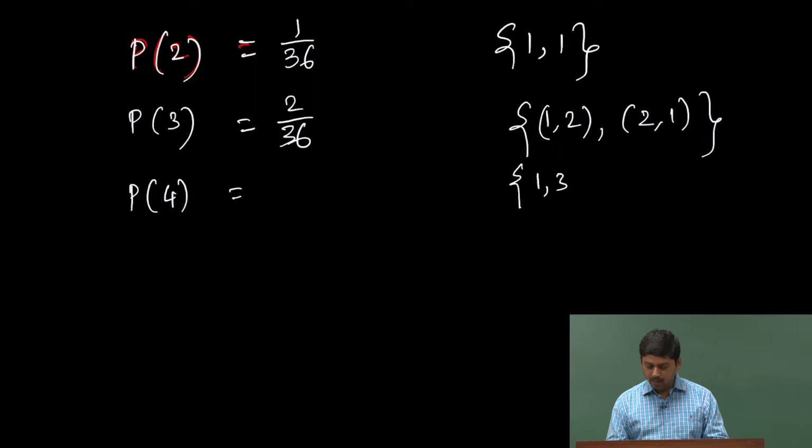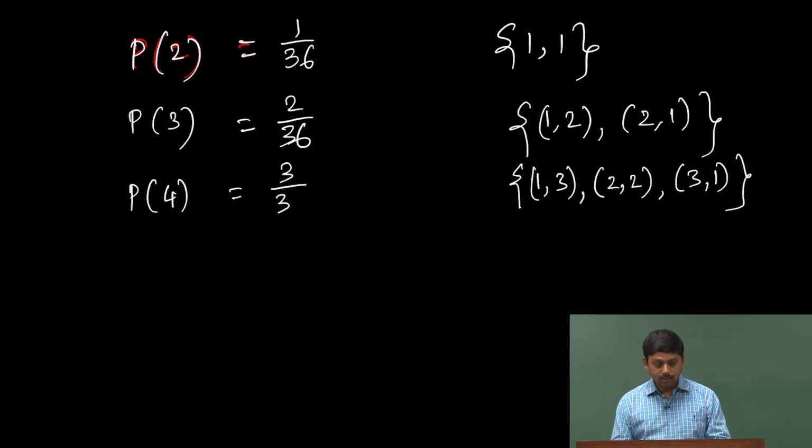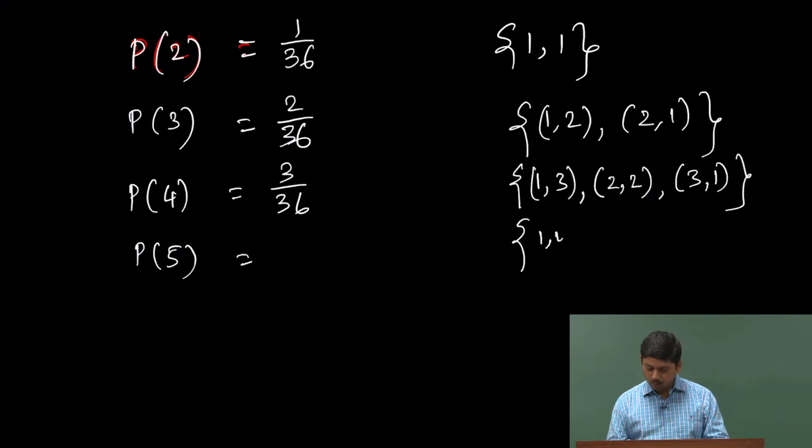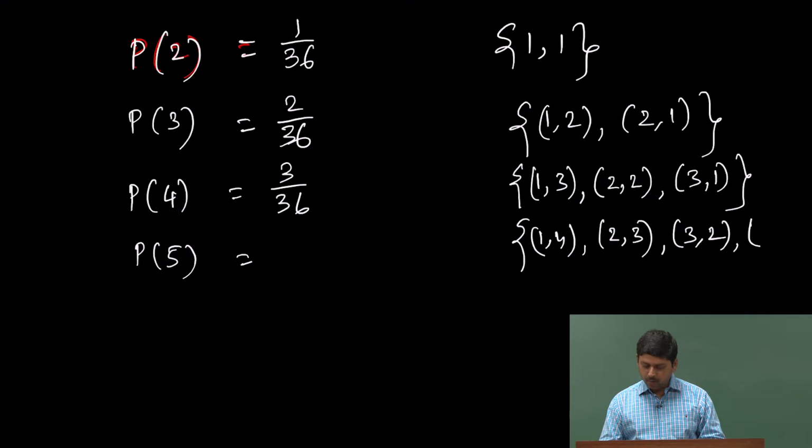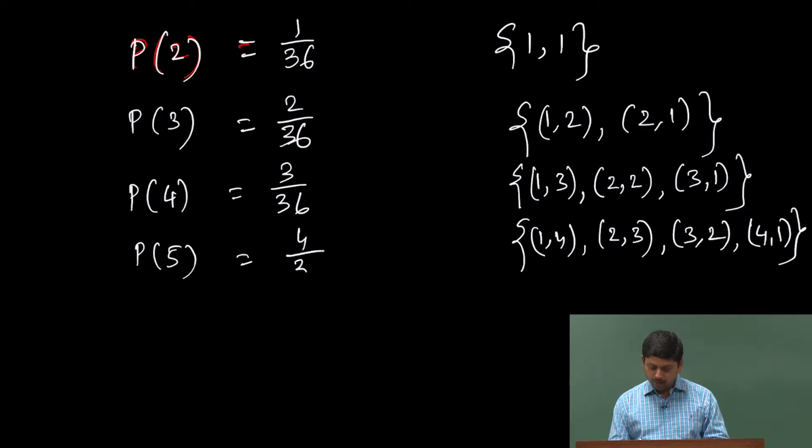How many possible ways can you get 4? 1 3 will give me 4, 2 2, 3 1. 3 possible ways. How many possible ways can you get 5? 1 4, 2 3, 3 2, and anything else? 4 1. That is 4 by 36. So, we see only 4 possibilities.